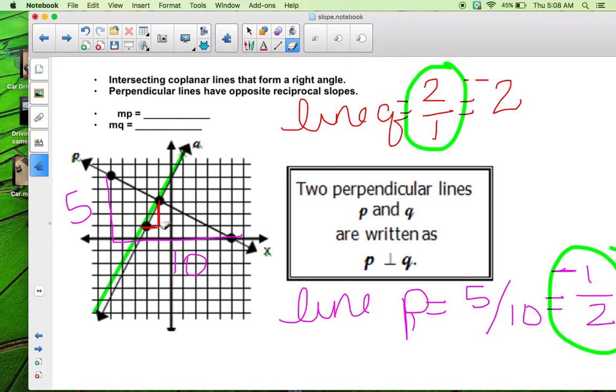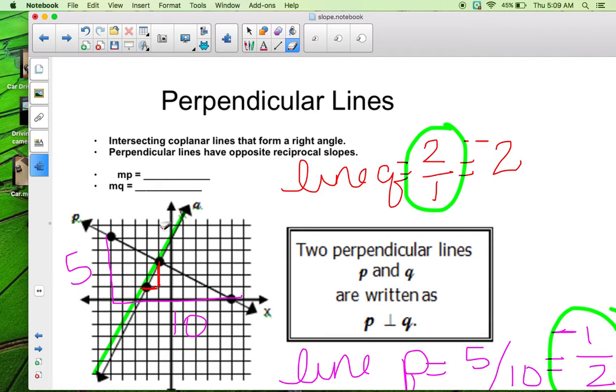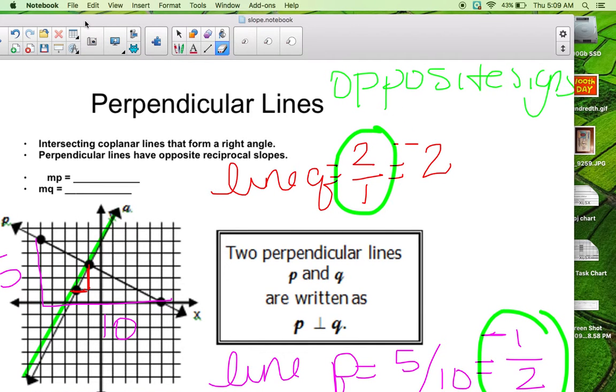So for perpendicular lines, go ahead and say, opposite signs and fraction flipped. Doesn't want to write today.